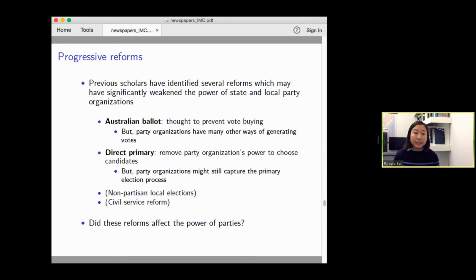There are actually two other Progressive Era reforms that we're currently also working on. One is nonpartisan local elections, and one is civil service reform. Those are in progress, and we're very close to getting the results for those. But in general, our question now is, did these reforms affect the power of parties? And if they affected the power of parties, by how much?